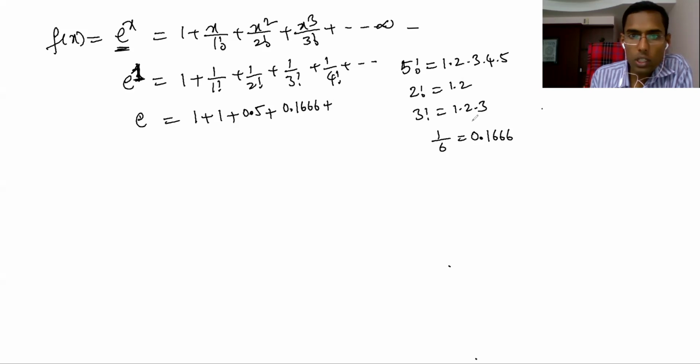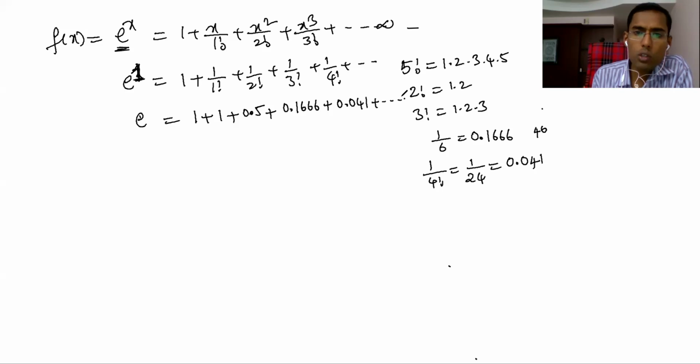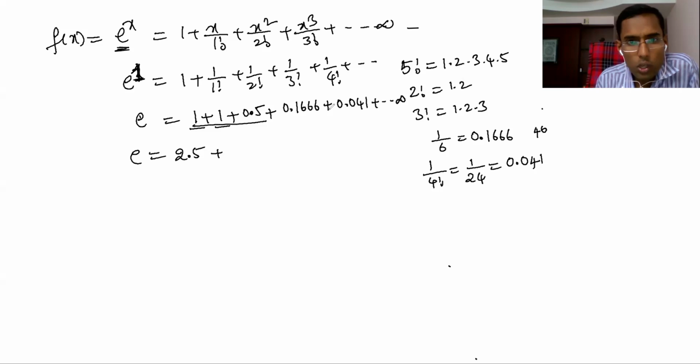Plus 1 by 4 factorial, which is 1 by 24, that is 0.041. This much is enough, and so on up to infinity it will go. It is an irrational number. I was just trying to explain e. So here 1 plus 1 is 2, then 2.5. Till here it is clear, 2.5. Now we'll add this one, 0.041.